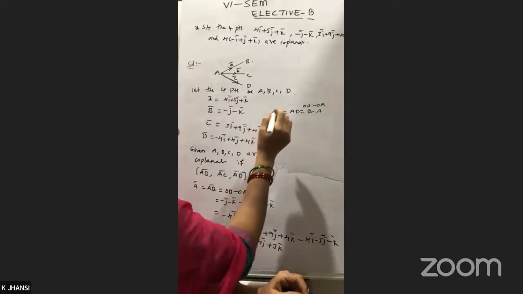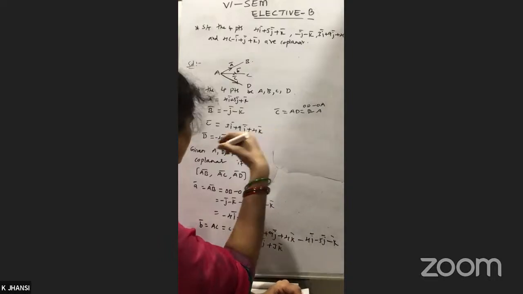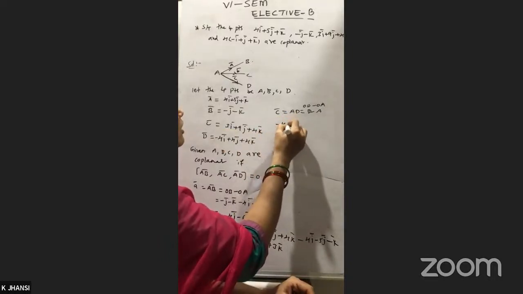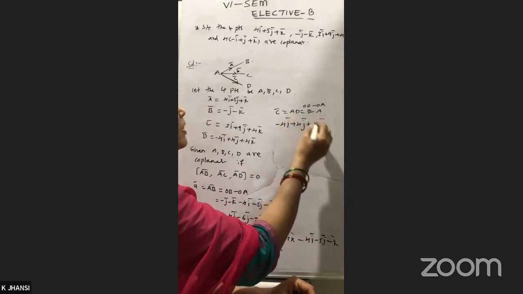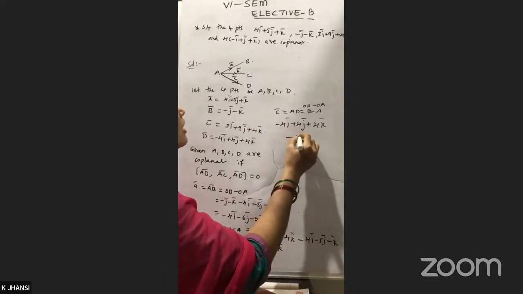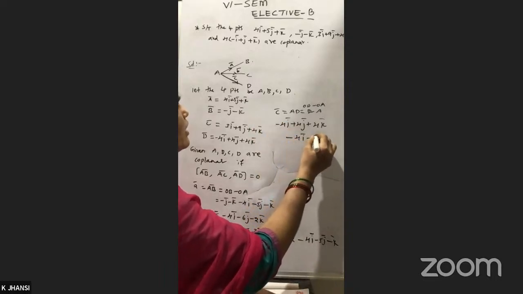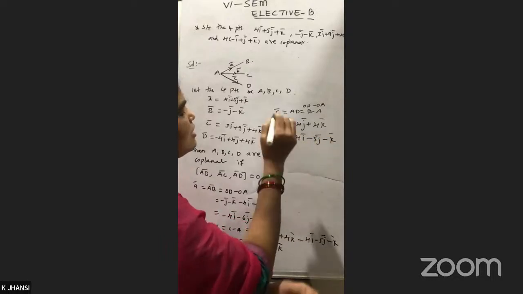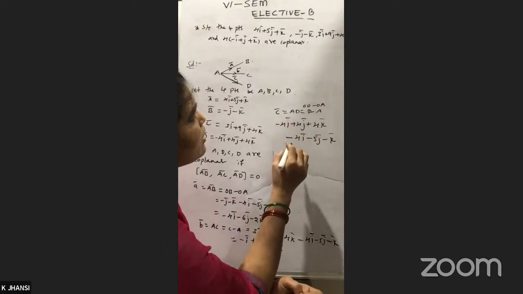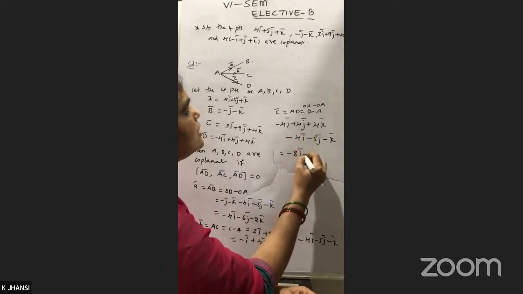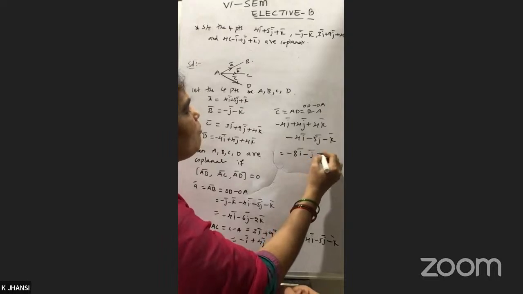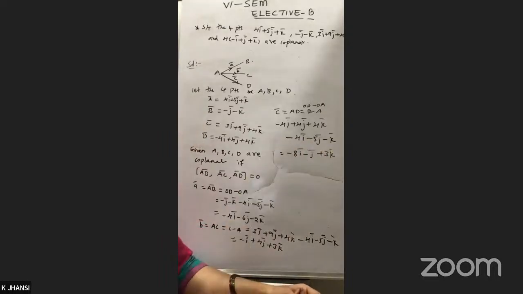Okay, so C is equal to AD. What is D? D is minus 4i plus 4j plus 4k, minus A. What is A? Minus 4i minus 5j minus k. So 4i minus 4i, minus 8i is minus j plus 3k. Okay, so now we have the three vectors: vector A, vector B, vector C.